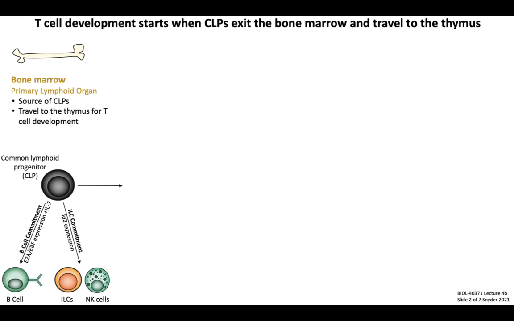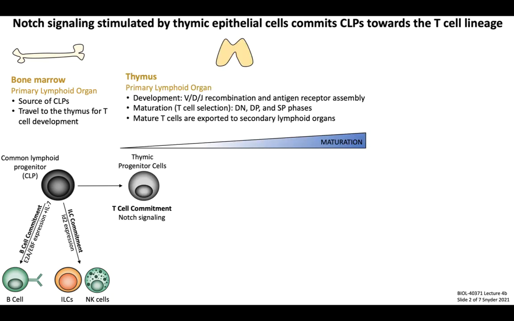Lastly, a CLP can differentiate into a T cell upon egress from the bone marrow into an organ called the thymus. If you remember back to our week 1 introduction to lymphoid organs, the thymus is another primary lymphoid organ and is a butterfly-shaped gland that is located above the heart. As we will learn today, the vast majority of T cell development takes place in the thymus, and interestingly, when T cells were first discovered, they were called thymus-dependent lymphocytes, which was abbreviated to T lymphocytes.